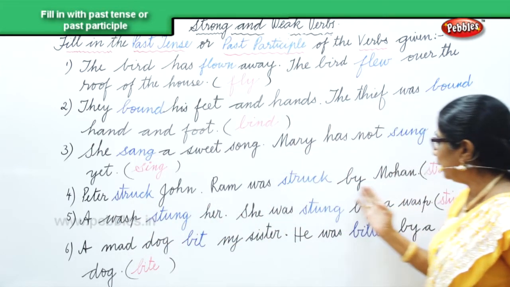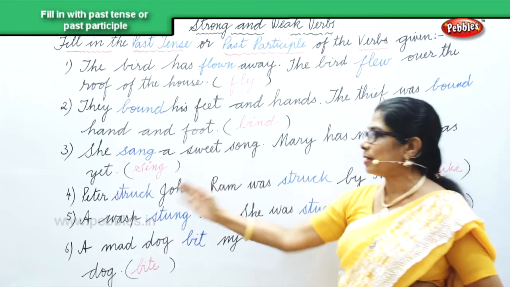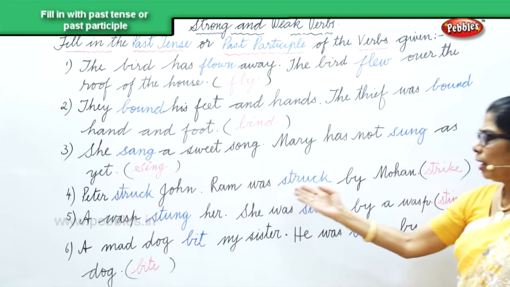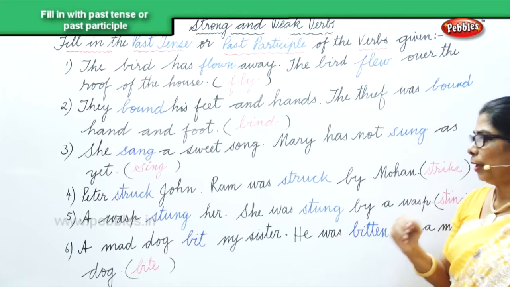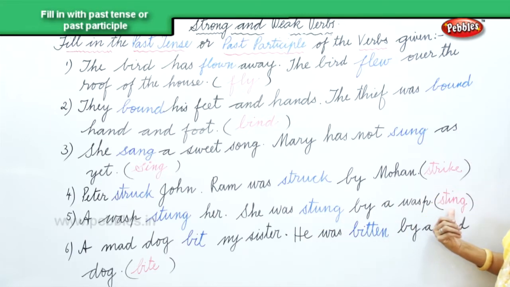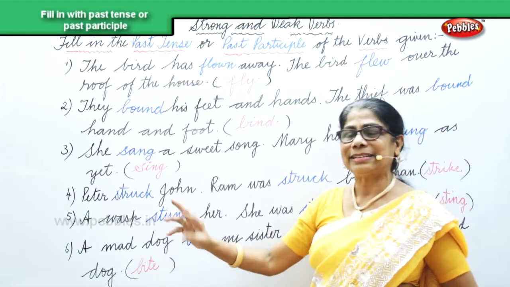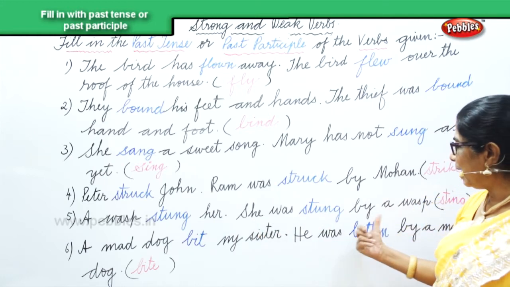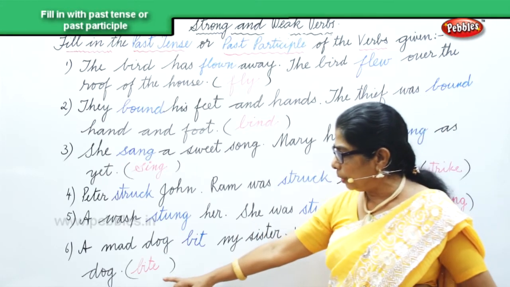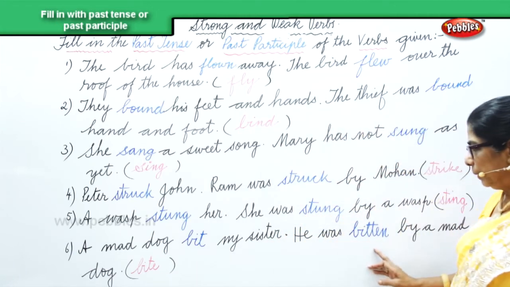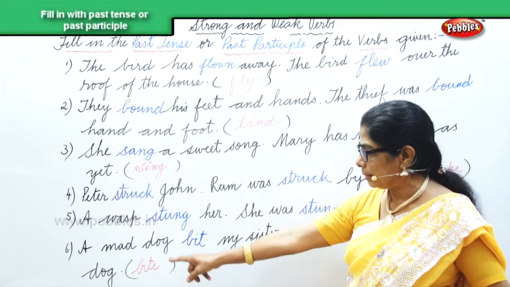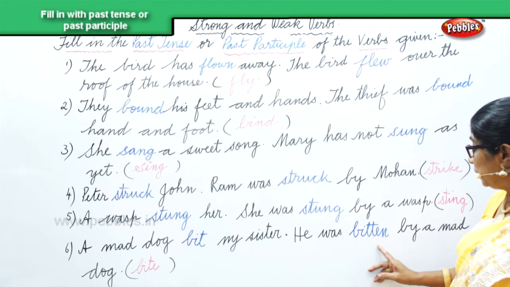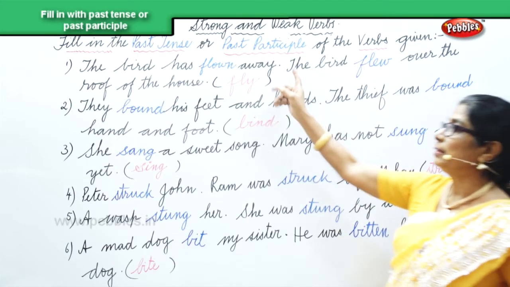Here the verb given is strike. Strike, struck, struck, both past and past participle same. Peter struck John, Ram was struck by Mohan. Next we have the verb sting. Sting, stung, stung, past tense and past participle same. A wasp stung her, she was stung by a wasp. Here you have the verb bite: bite, bit, bitten. So bite is the present tense. The mad dog bit my sister. That's the past tense. He was bitten by a mad dog. That's the past participle.